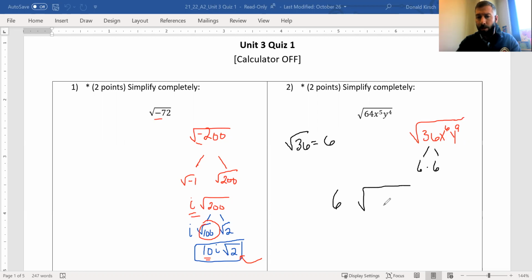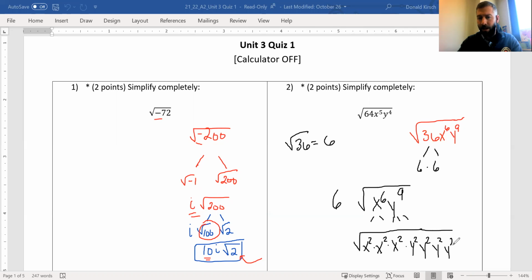And then I'm going to think about what remains in here. I got the x to the 6th and the y to the 9th. So square root of 36 comes out front as 6. And now I'm looking at this. Now, again, since it's a perfect square, a square root, I'm looking for perfect squares on the inside. So I'm going to break each one of these down into as many groups of 2 as possible. And for this x to the 6th power, I'm breaking that into 3 groups of 2. And for y to the 9th, I can make, let's see, 1, 2, that's 4, 6, 8, and then I have 1 left over.